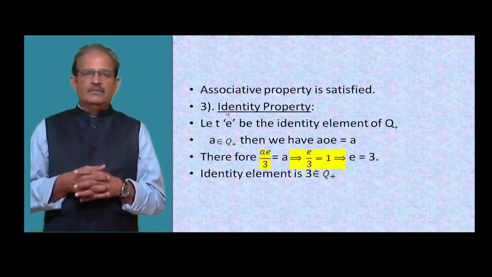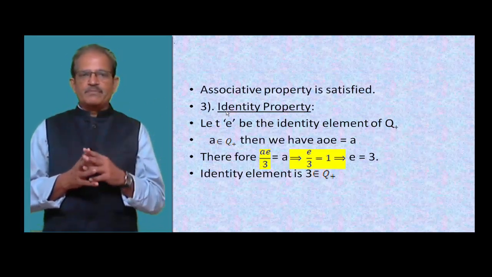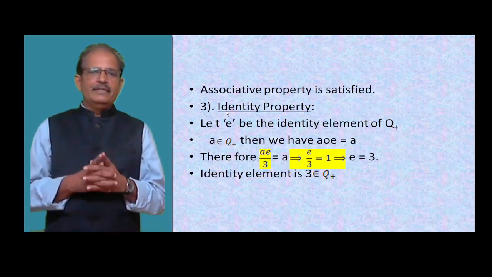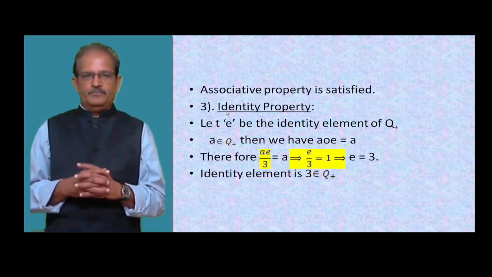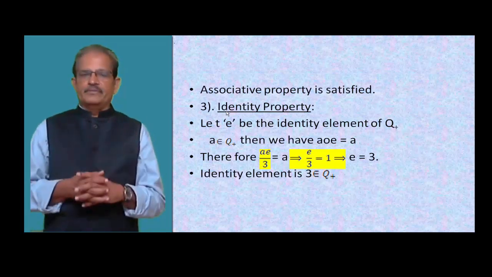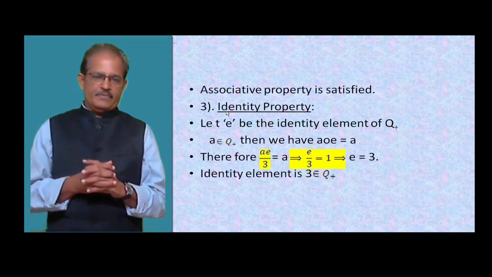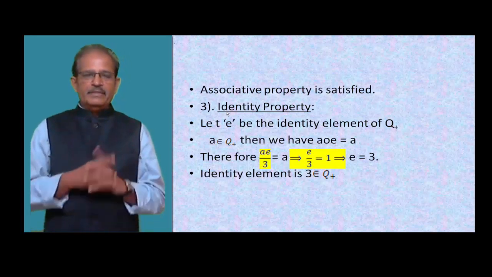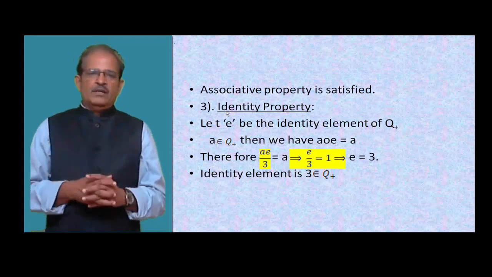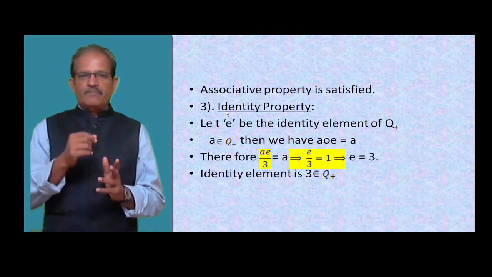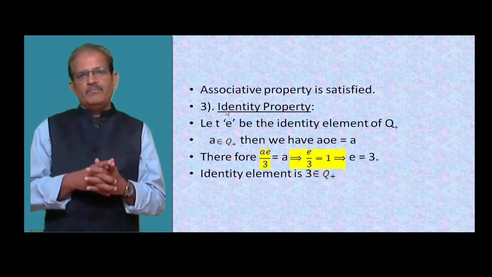Now the third one, identity property. In the same manner, like in the previous problem, let E be the identity element of the given set Q plus. Now take any element A belonging to Q plus. So E is the identity element, A is any element. So generally we have AOE is equal to A. But AOE is given by the definition of the binary operation as AE by 3. So AE by 3 will be equal to A.